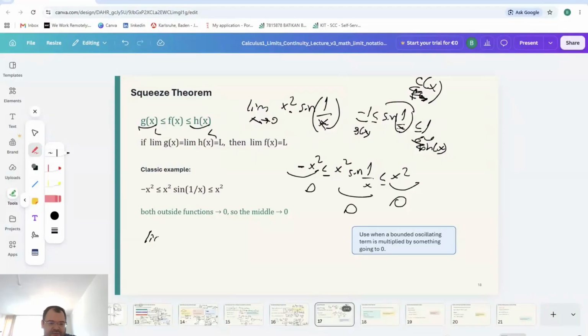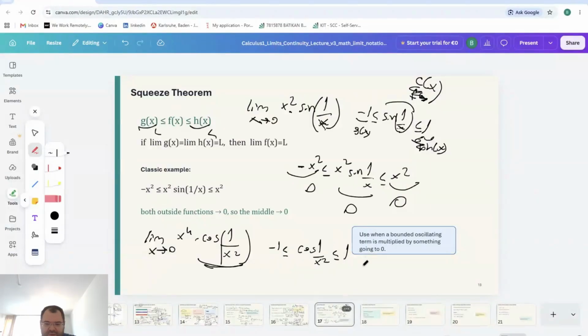We could have another example, such as the limit when x goes to 0 of x to the 4th times cosine of 1 over x squared. Here we already know that cosine of 1 over x squared is between minus 1 and 1. We are doing just the same example. So we know that this is between minus 1 and 1.